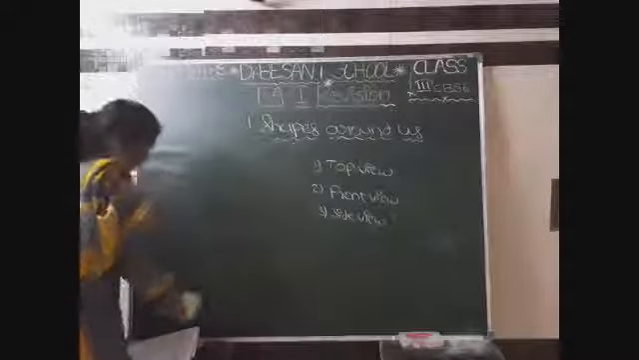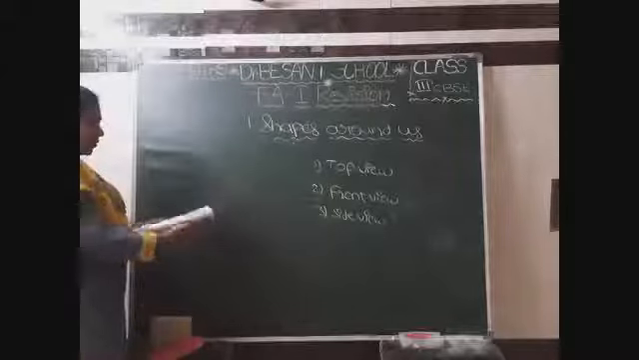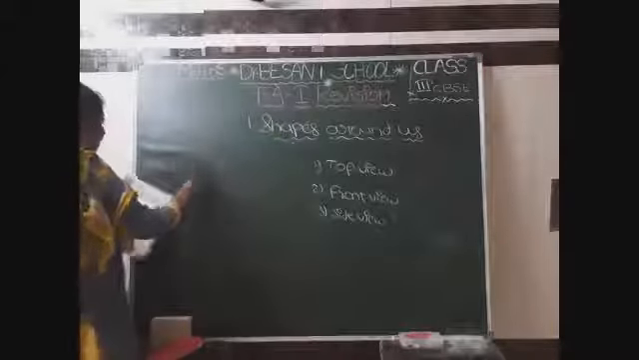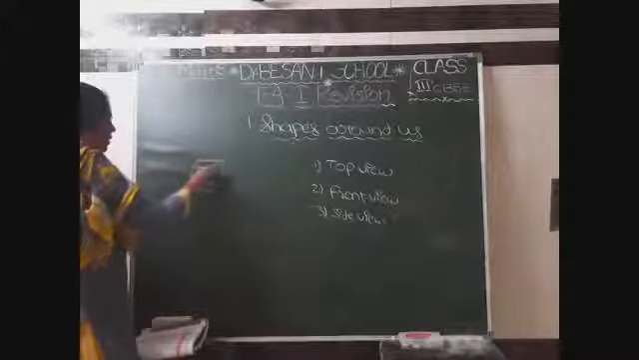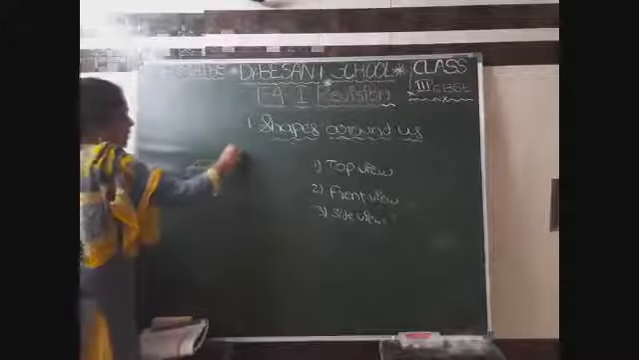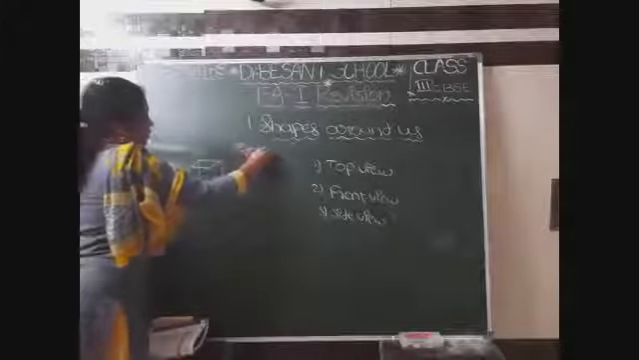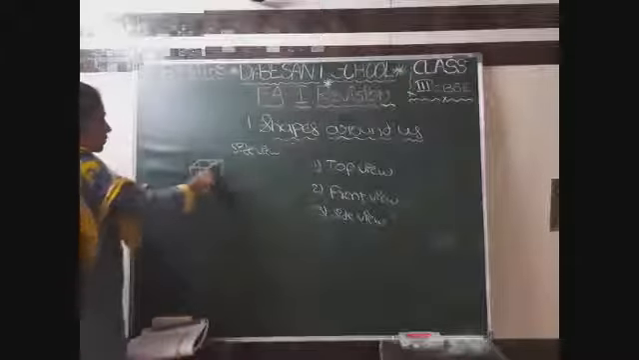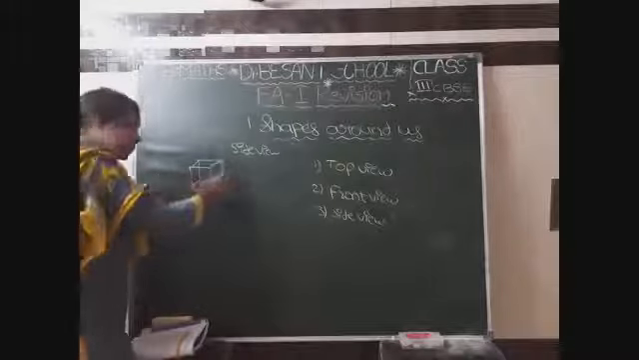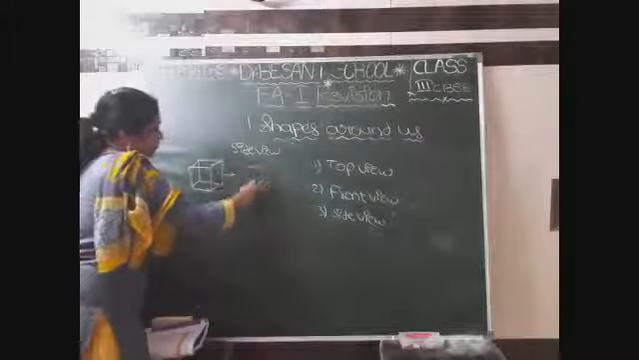Now, side views. What are the side views? For the cube, what is the side view? See children, for this cube, what is the side view? When we see from the side, we can see this portion only. Which shape is this one? Good. Square only.